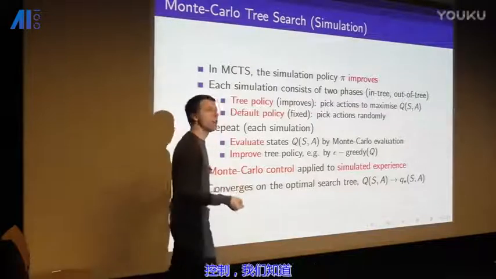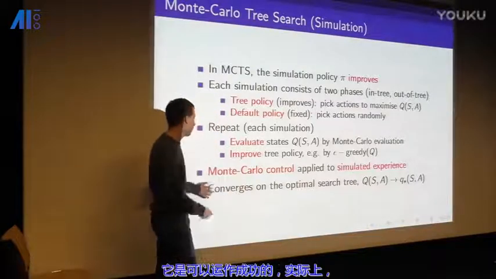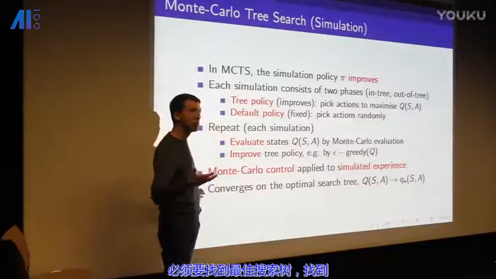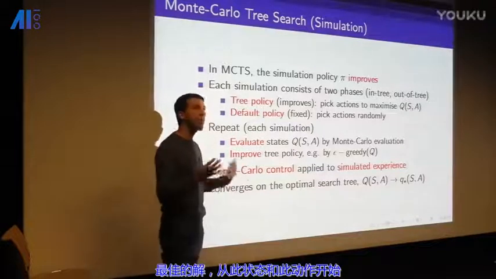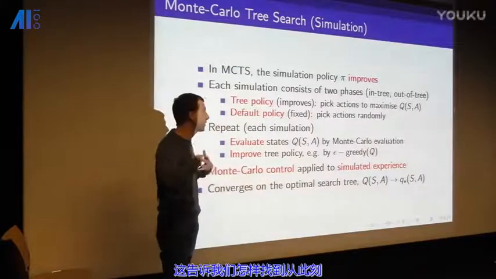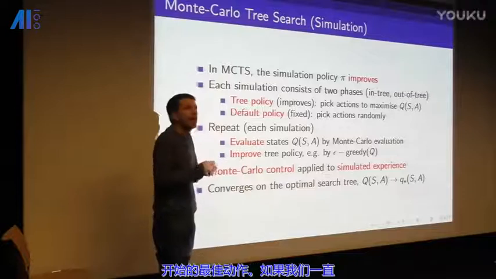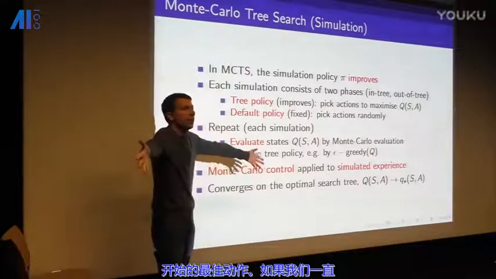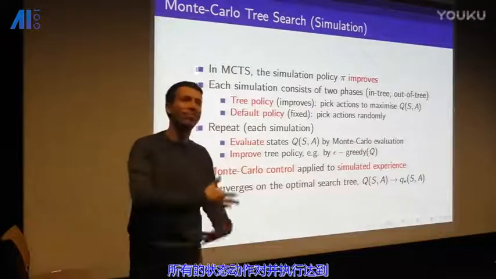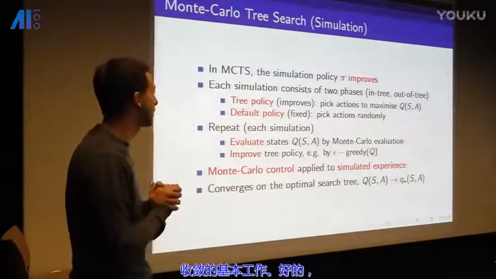And because it's Monte Carlo control, we already know that this thing works. In fact, what this tells us is that this thing actually has to find the optimal search tree. It has to find the optimal solution, the best possible way to behave from this state and this action onwards. This tells us how to find the best action from now onwards, if we keep running this forever, we continue to explore all state action pairs and do the usual things that we need for convergence.